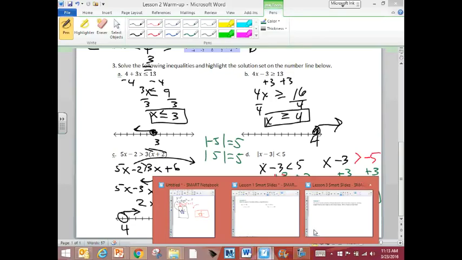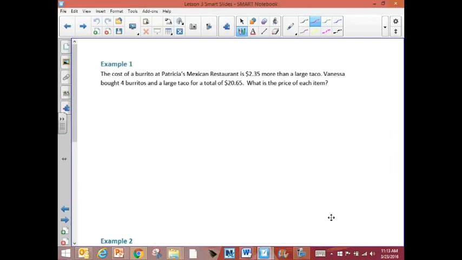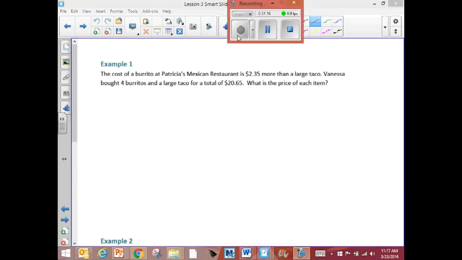Got the last piece of the puzzle. Last piece of the puzzle is word problems. Go. Okay, the cost of a burrito at Patricia's Mexican restaurant is $2.35 more than a large taco. Vanessa bought 4 burritos and a large taco for a total of $20.65. What is the price of each item? Oh, I hate this. Well, here we go.